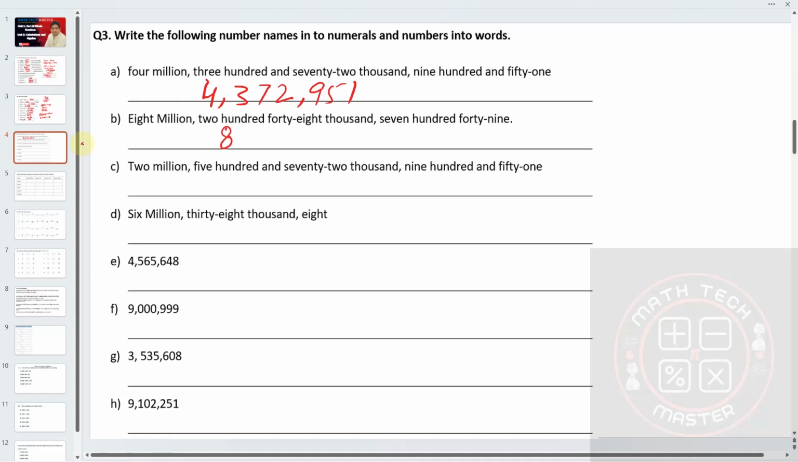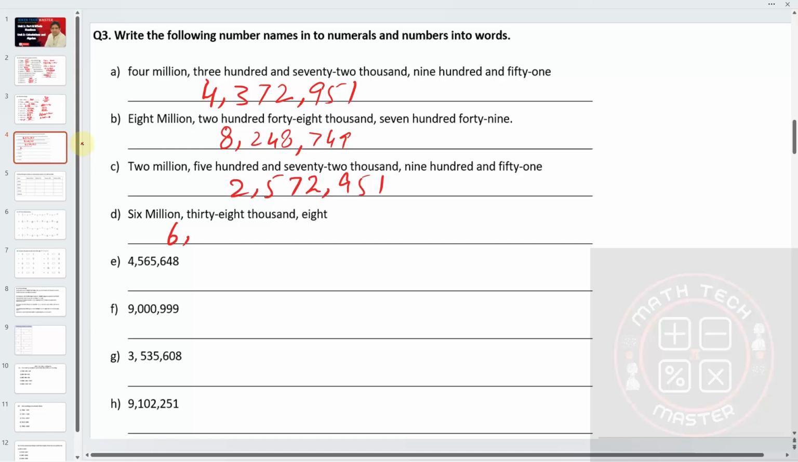8,248,749. 749 will be your answer. 2,572,572,000 in the thousands group. 951. So we will add 951. 6 million. Okay, let's add the 6 in the millions group.